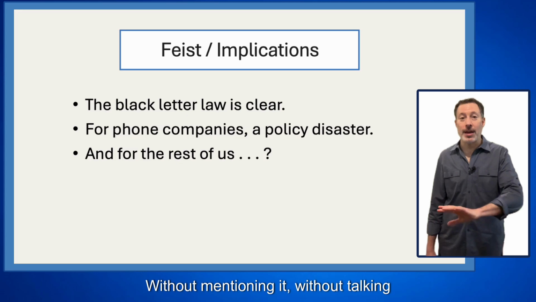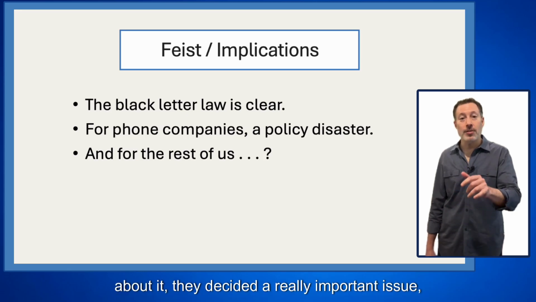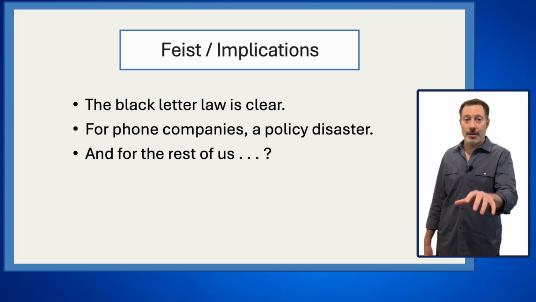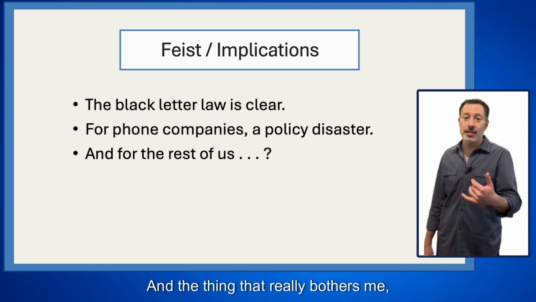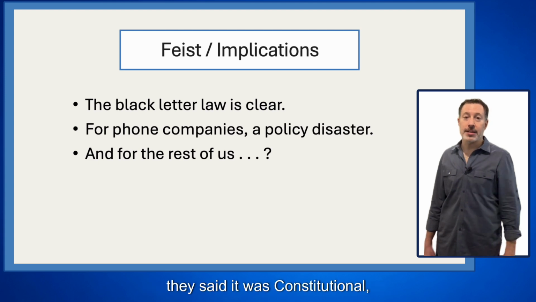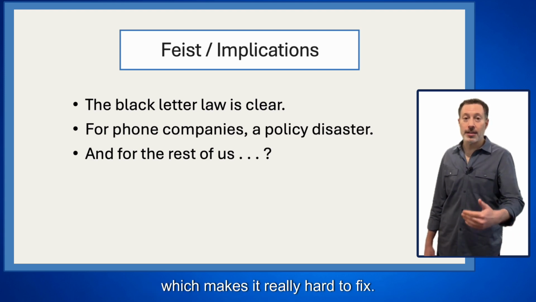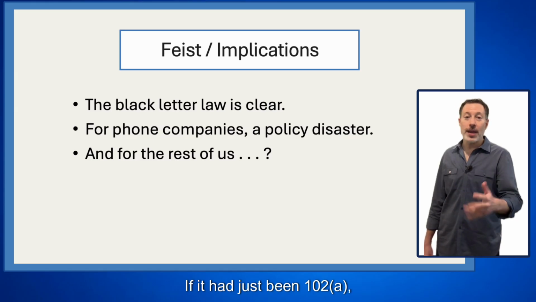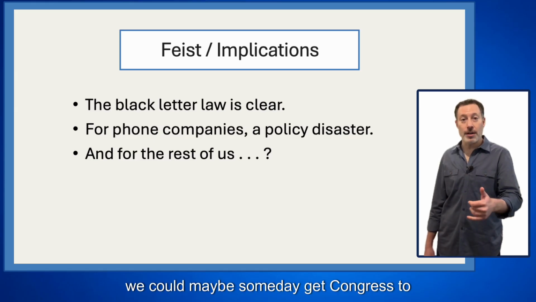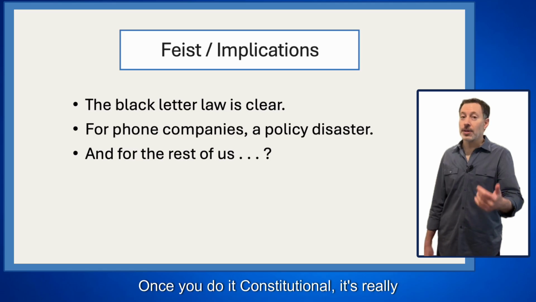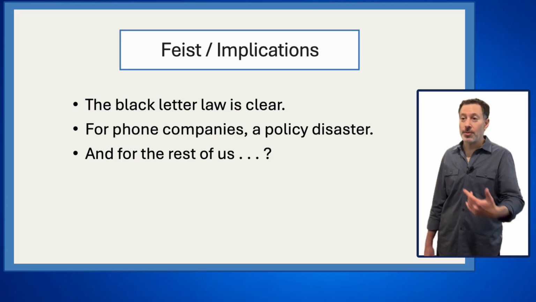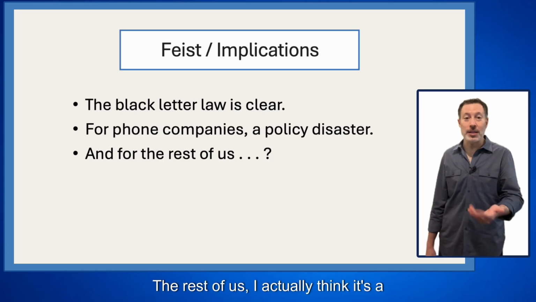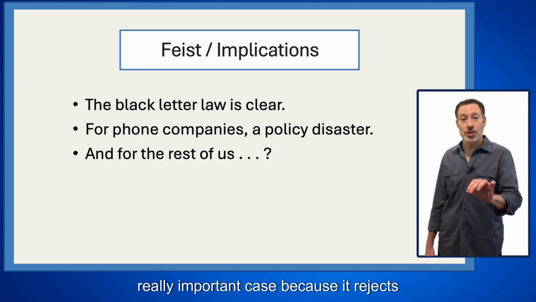Without mentioning it, without talking about it, they decided a really important issue, looking at phone books. And the thing that really bothers me, they said it was constitutional, which makes it really hard to fix. If it had just been 102A, we could maybe someday get Congress to write a better rule. Once you do it constitutional, it's really hard to undo that decision. So the rest of us actually think it's a really important case because it rejects sweat of the brow.